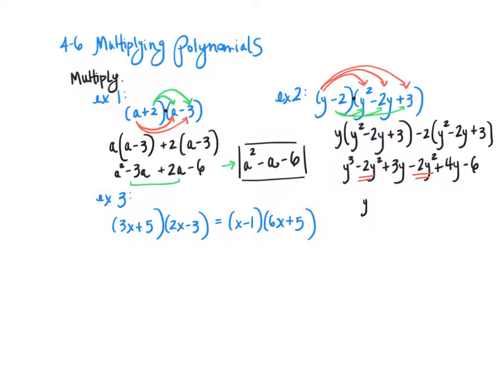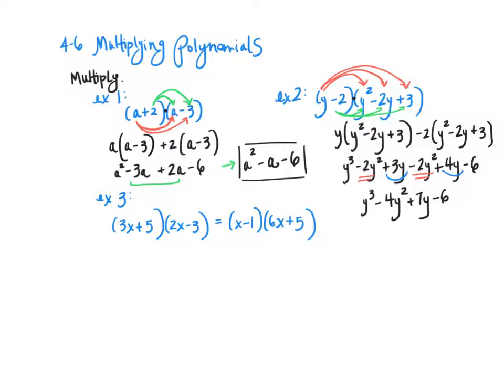Now I would be done, but I do notice there's some like terms. So I only have a y to the third, but then I have minus 2y to the second minus another 2y to the second. That's like saying I'm losing 2 yo-yos and I'm losing 2 more, so I'm losing 4 yo-yos. And then I also notice I have 3y plus 4y, so that's like saying 3 xylophones plus 4 xylophones. So I have a positive 7y, and then I'm just going to bring down that minus 6. And that's my final answer. I can't go any further because none of those are like terms.